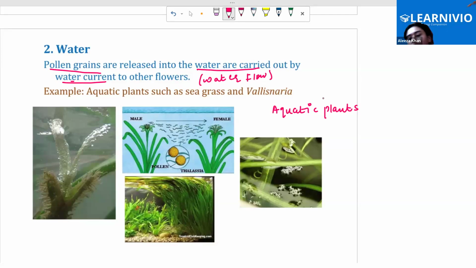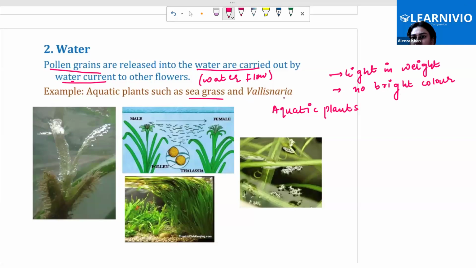So what could be the characteristics? Do they need to be heavy or light in weight? Light. Yes, they should be light in weight. Do they need to be attractive in color? No. Okay, so no bright color. Please write about this. So what could be the examples? Seagrass and Vallisneria. Both of them are examples of pollen grain dispersal through the water.